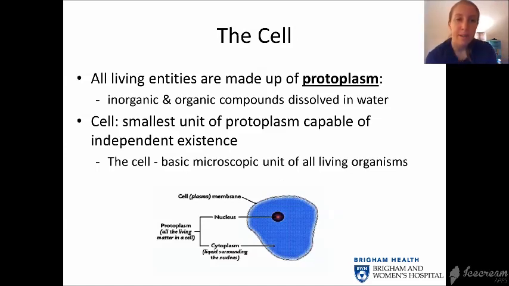All living entities are made up of protoplasm, inorganic and organic compounds dissolved in water. The cell is the smallest unit of protoplasm capable of independent existence. So it's the basic microscopic unit of all life. There's the cell membrane, which is around the cell. And then within the cell, you have the protoplasm, which is all living material within the cell. And that comprises the nucleus, which is what we're interested in, and the cytoplasm, which is the liquid that surrounds the nucleus.